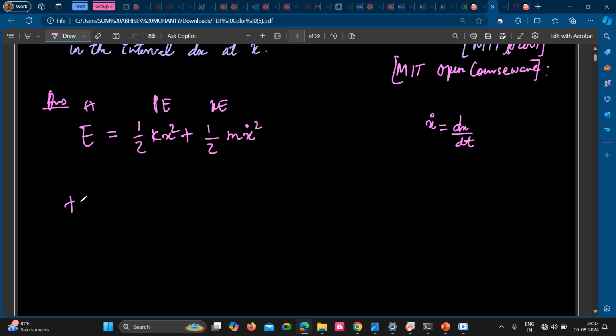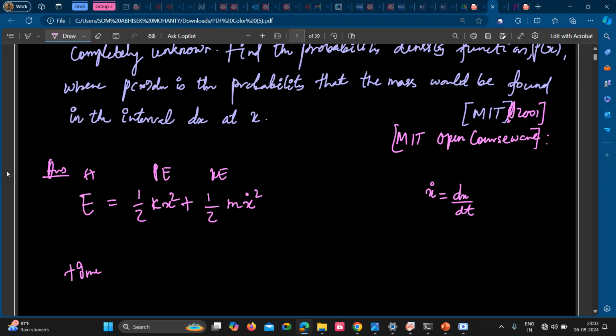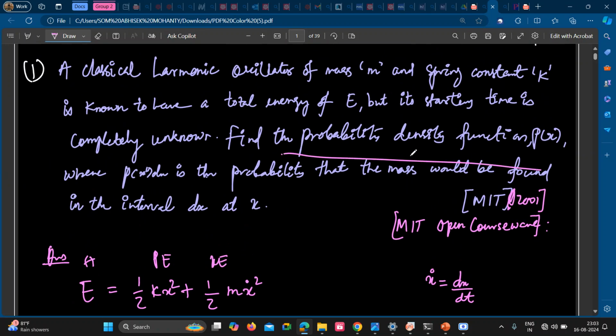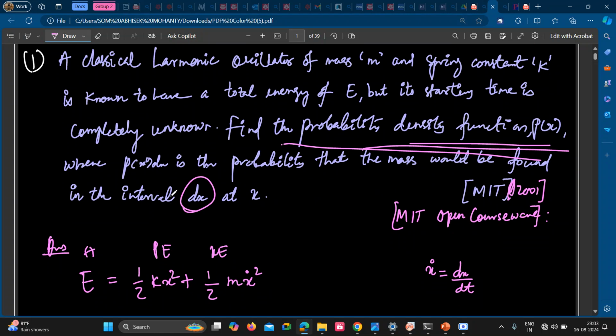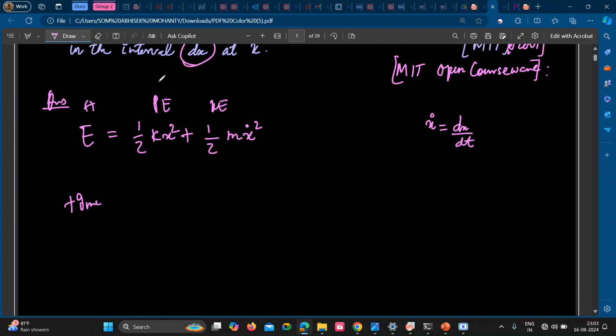Okay, we know the time period. What is asked in the question? The probability density function P(x), where P(x) dx is the probability the mass will be found in the interval dx. So we have to find the probability density function P(x). There is a direct formula for it: P(x) dx is equal to 2 dt by T. This is a formula you have to remember.